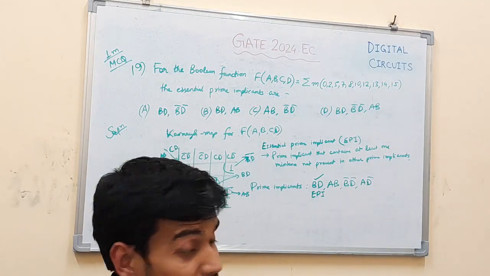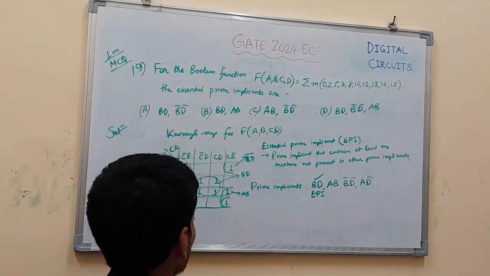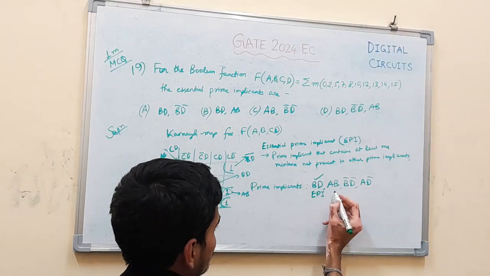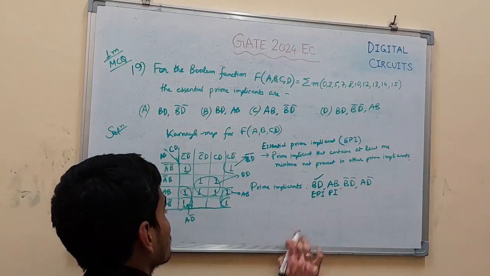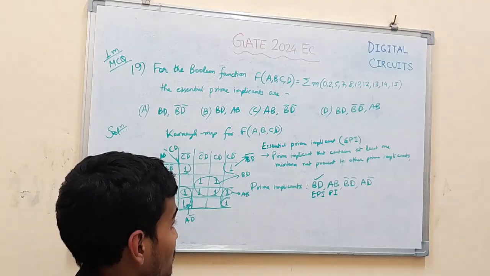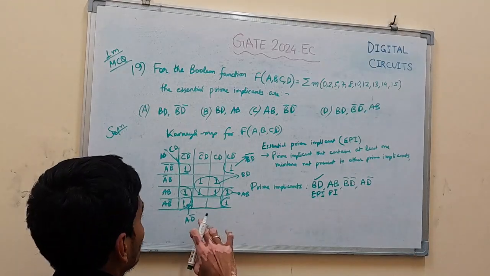essential prime ingredient नहीं बोल सकते। We can't say that AB is an essential prime ingredient. It is just a prime ingredient, not an essential prime ingredient. Not EPA, it is just a PI, prime ingredient. Now let's come to B bar D bar.